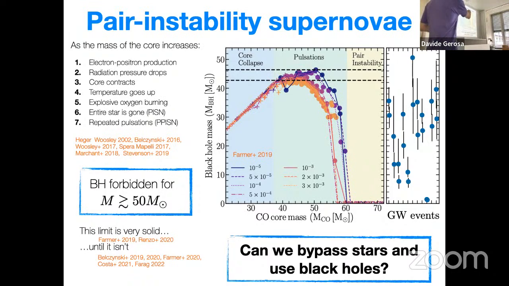At intermediate masses here, there's a transition region, which is the so-called pulsational pair instability, meaning that the temperature goes up a bit, you burn maybe a shell of oxygen, not all of it.